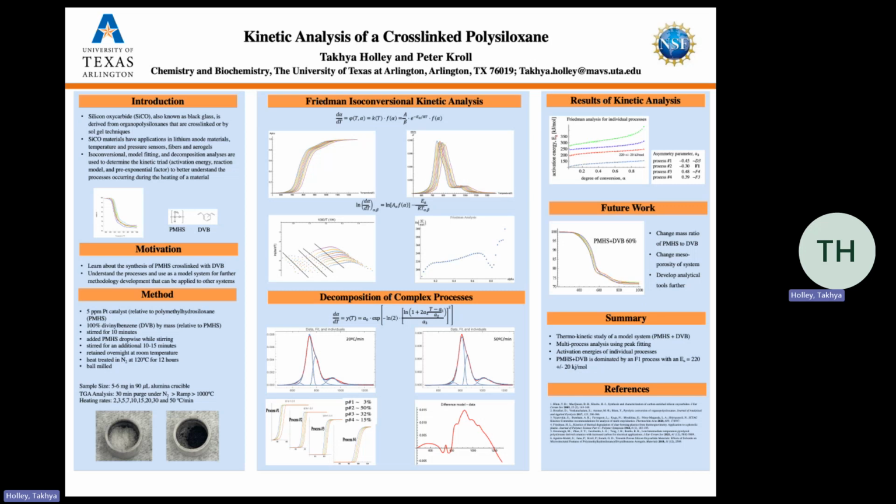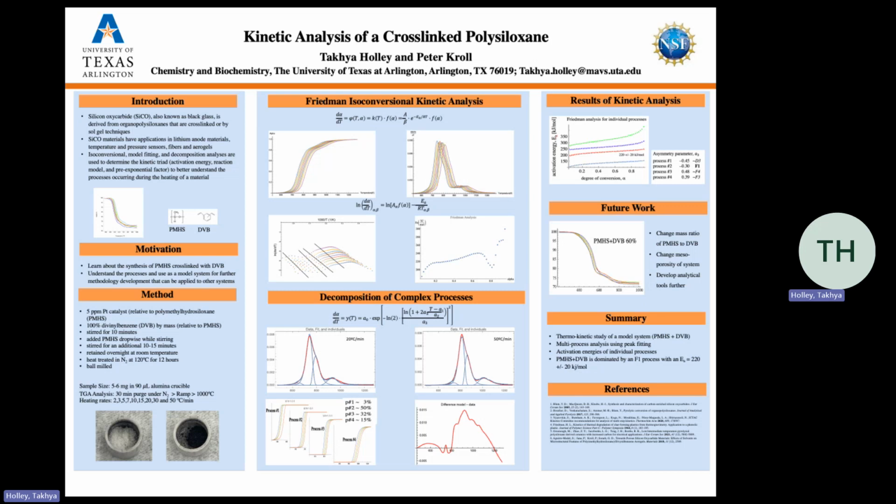We are using thermogravimetric analysis techniques for our analysis, with a sample size of 5 to 6 milligrams in a 90 microliter aluminum crucible. We do a 30-minute purge in nitrogen, and then we ramp to 1,000 degrees Celsius using heating rates of 2, 3, 5, 7, 10, 15, 20, 30, and 50 degrees Celsius per minute.